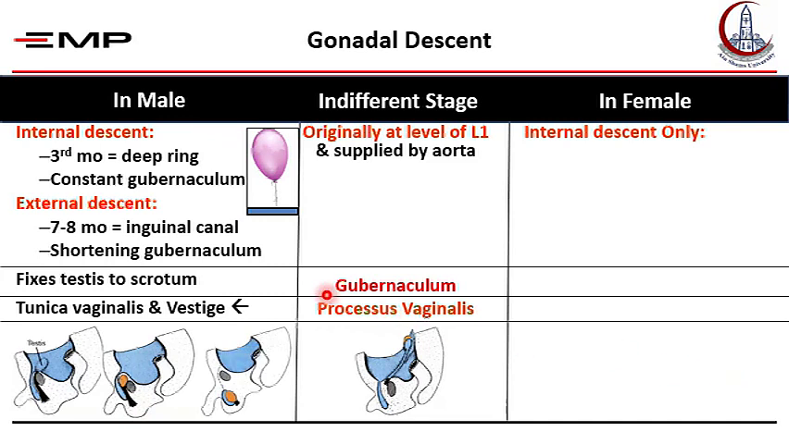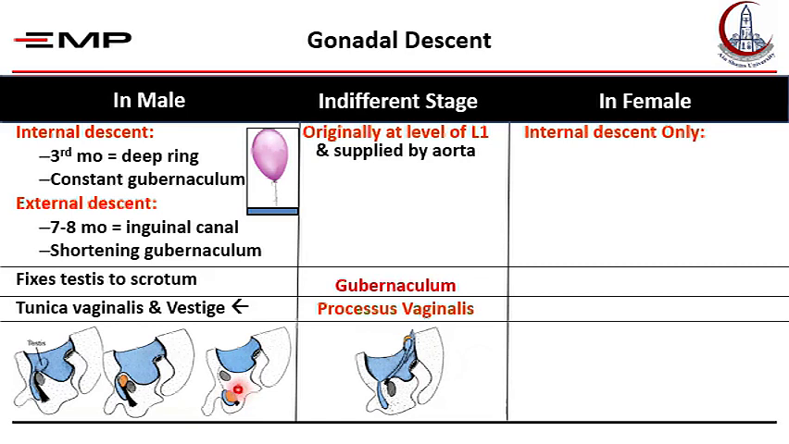What happens to the gubernaculum and the processus vaginalis? The gubernaculum becomes very short. It connects the testis to the scrotum, so it won't be pulled upwards again in the inguinal canal. The processus vaginalis, its lower part remains patent, forming the tunica vaginalis in front of the testis, and its upper part becomes obliterated, forming the vestige of processus vaginalis, which makes one of the components of the spermatic cord.